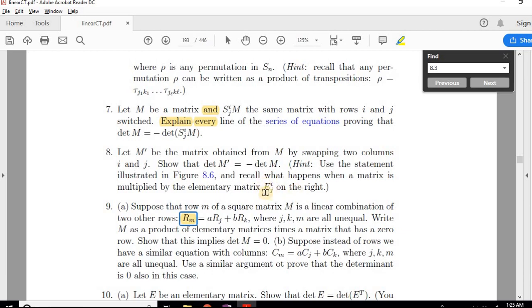If you don't remember what Eij is, go back and see. It's basically the identity matrix with the ith row and the jth row switched. So you can see a picture of that in the chapter. And I think we have actually done a problem talking about what happens when you multiply matrix M on the right by this kind of elementary matrix.